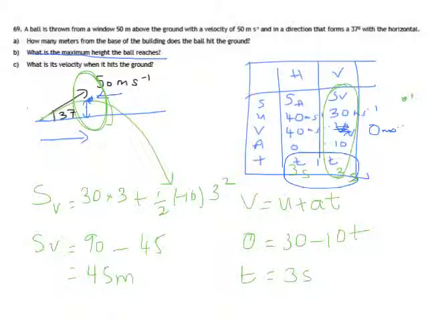Okay, and that gives us a distance of 45 meters. But this is a trick question because it's asking you the maximum height from the floor. If you remember, in the original window, the ball was actually thrown from a height of 50 meters. So we're adding to that. So our final distance is 45 plus 50, 95 meters.